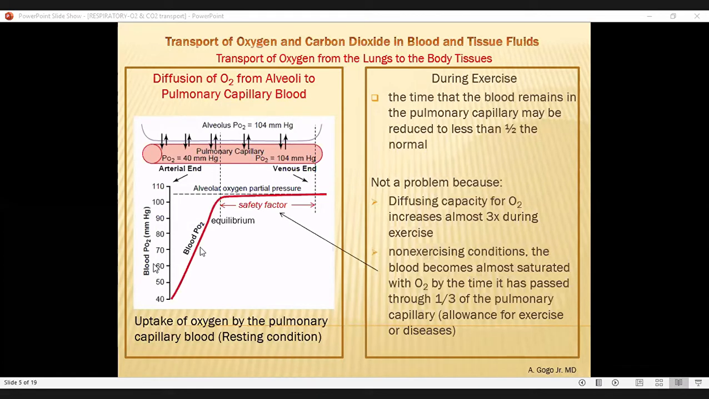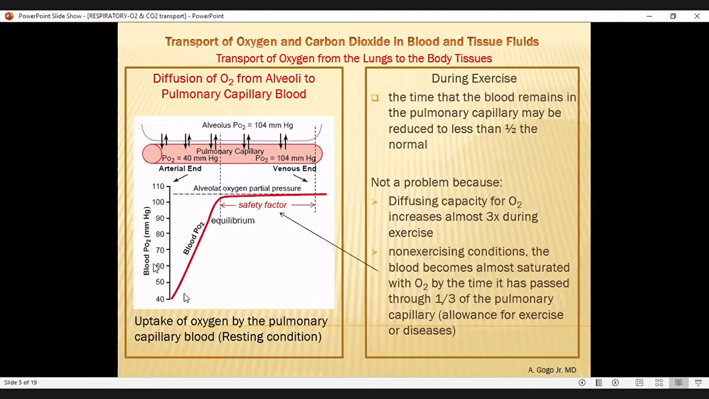Now, you notice that in the capillary, on the first 1/3 part of the capillary, the line is quite steep. So the binding of oxygen towards the hemoglobin is very fast so that it can reach the saturation point of 90 very fast. This is normal. This is for emergency.